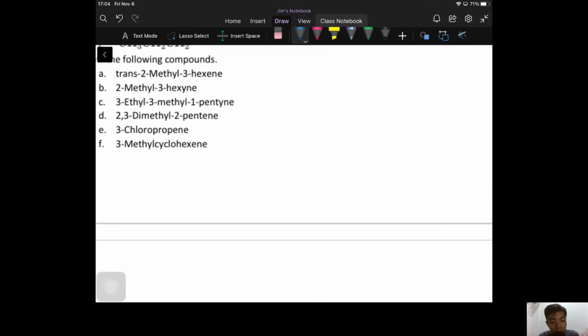2,3-dimethyl 2-pentene. Pentene. Okay, so alkene yan. Pwede yung zigzag lang. On the second carbon, you have your double bond. Yan. This is your second carbon. Ito yung double bond. Then on the second and the third carbon, you have your methyl groups. Okay? So 2,3-dimethyl 2-pentene. Okay? So ganyan yung itsura niya.